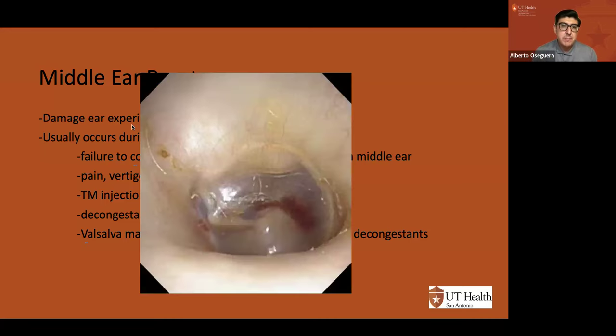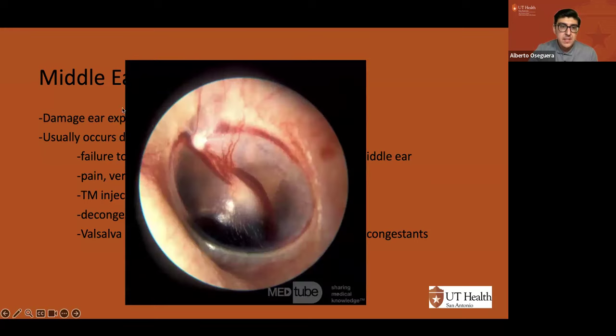So this is just a picture of the injected tympanic membrane. So you can see some of the redness that is essentially just some microvasculature rupture. This is, again, another picture of that injected tympanic membrane with the blood behind the tympanic membrane. So that's going to be important during your exam to evaluate for.